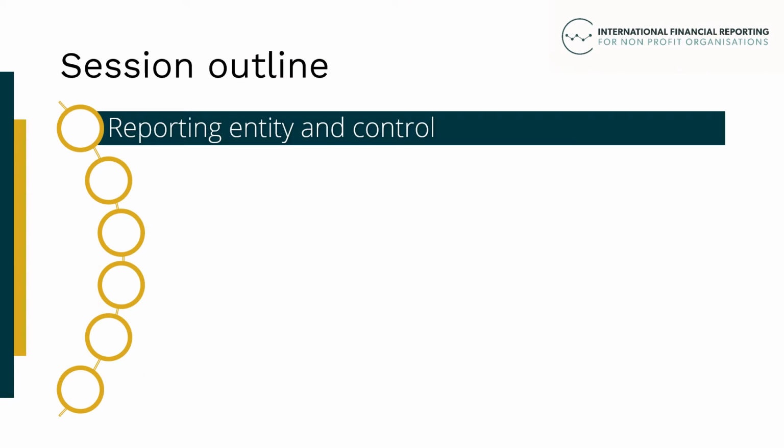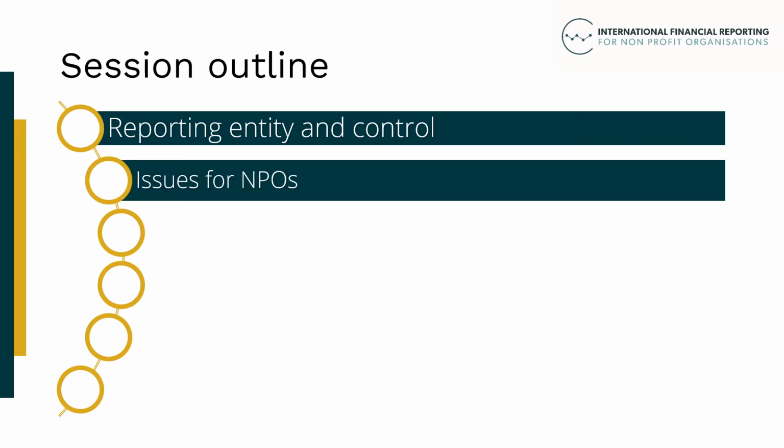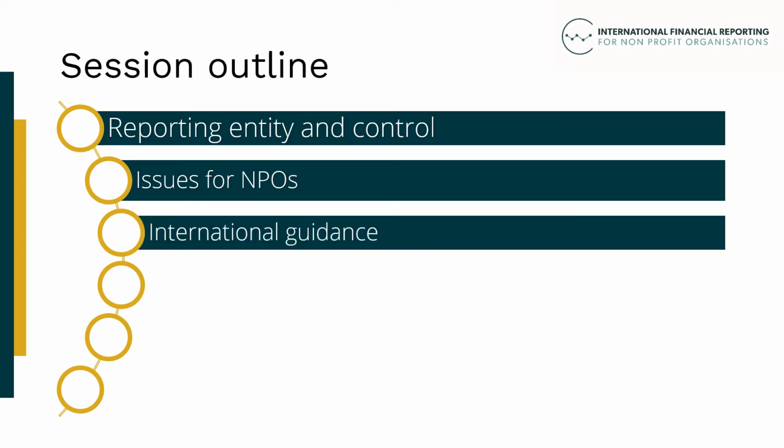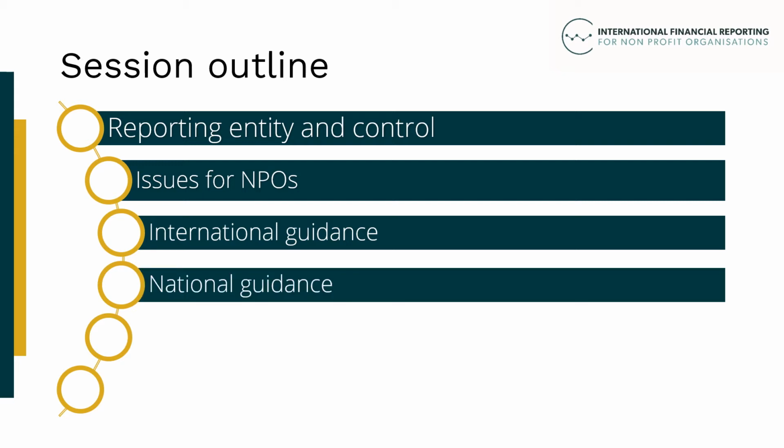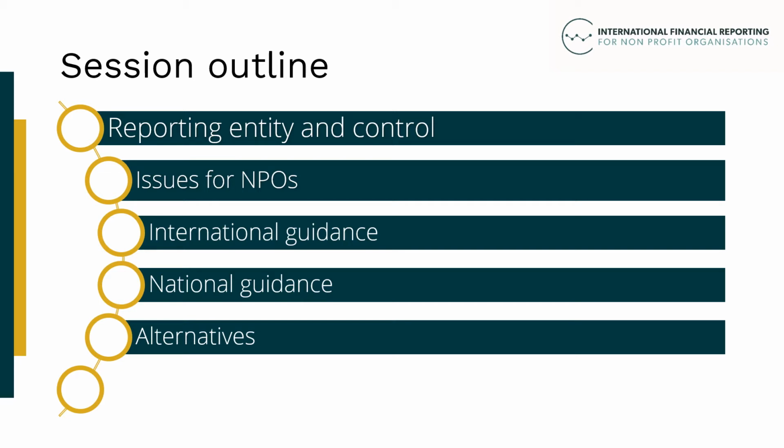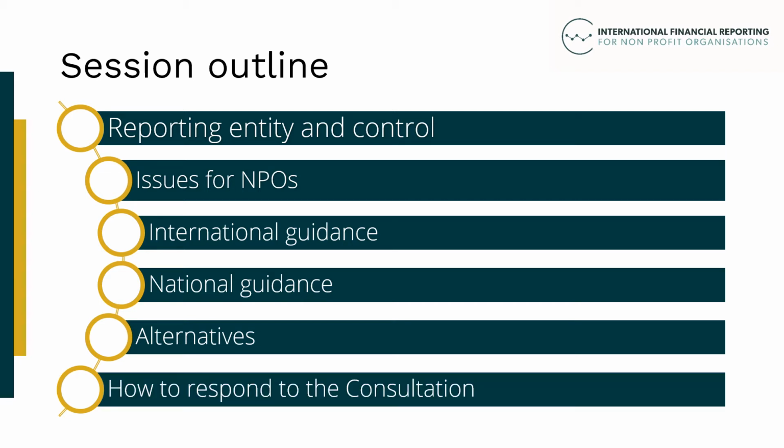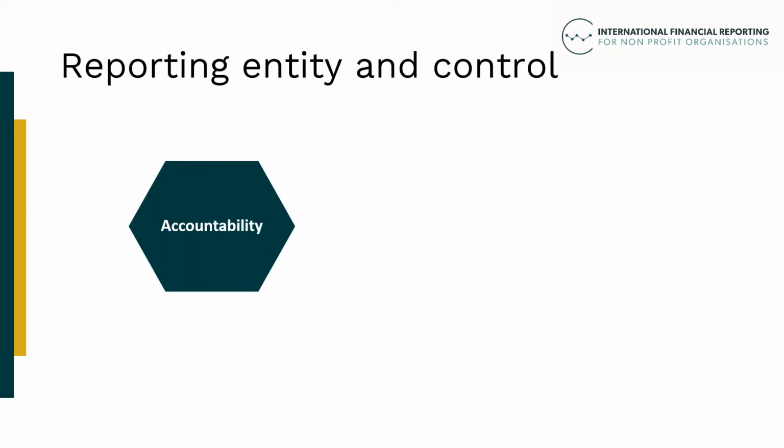This session begins by looking at reporting entity and control in the context of NPOs. We will then consider the issues for NPOs. We will then look at how issues are currently addressed in the existing standards, beginning with international guidance. We will then look at some of the current national level guidance. Then we will go on to look at the alternative reporting approaches available, finally looking at how you can respond to the consultation paper.